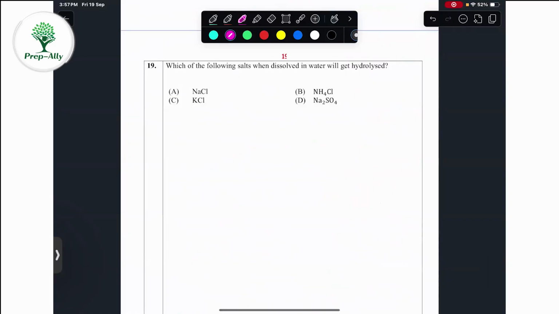Which of the following salts, when dissolved in water, will get hydrolyzed? What is the meaning of hydrolyzed? Hydro means water, lyzed means breaking. It is about breaking of water. So I have a water molecule here. It has a plus charge also, minus charge also, a partial dipole.